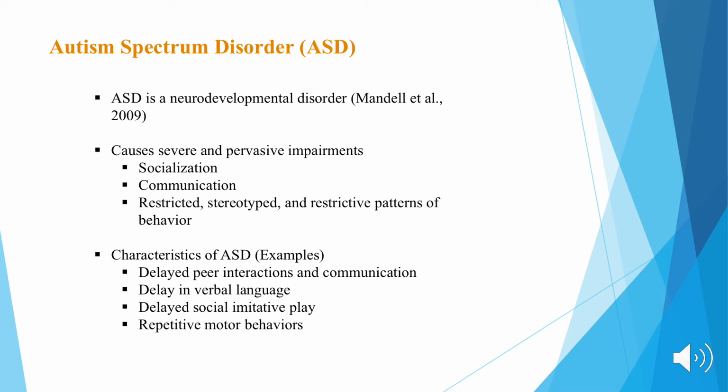ASD leads to impairments in different areas as well, such as socialization, communication, and also oftentimes leads to restrictive, stereotypy, and restricted patterns of behaviors. Some of the characteristics found within the disorder of ASD is shown in the individual experiencing different skill deficits and delays, such as delays in peer interactions and communication with others, delays and deficits in verbal language, delays in social imitative play, and delays and restrictions with repetitive motor and vocal behaviors that all interfere with the ability for the individual to function appropriately in their own environment and amongst others.